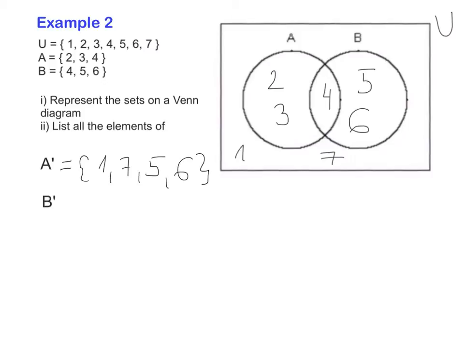Then we need to list all the elements in B complement. So now this is set B, and B complement means everything outside B. So what's outside the B? This is outside the B. So outside B we have 2, 3, 1 and 7.